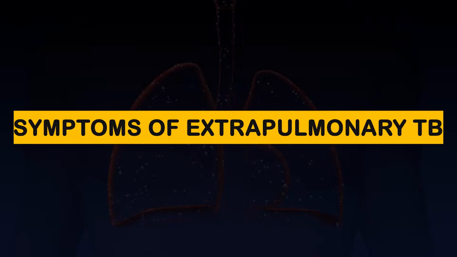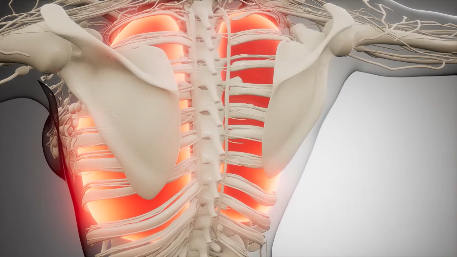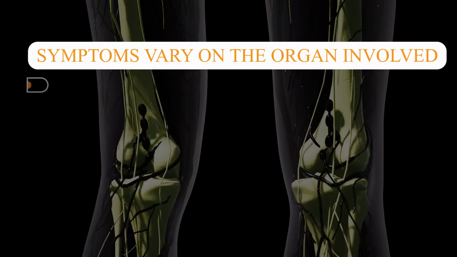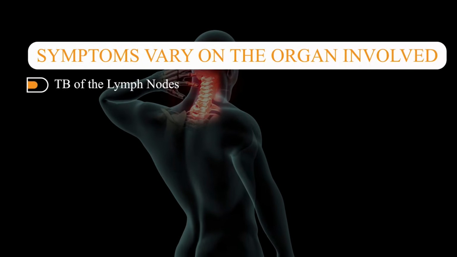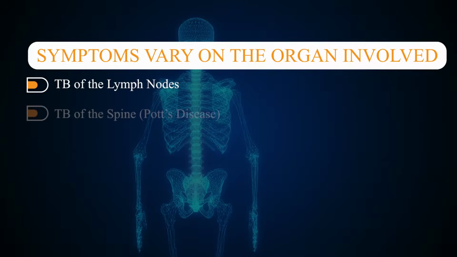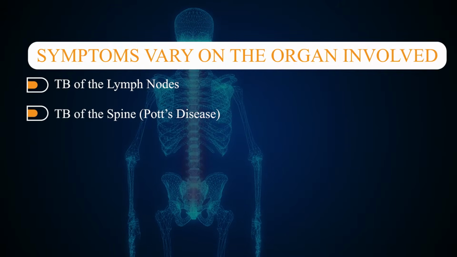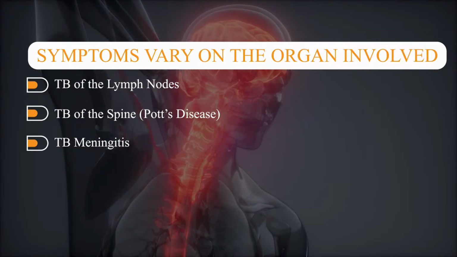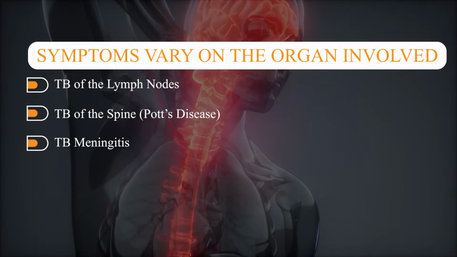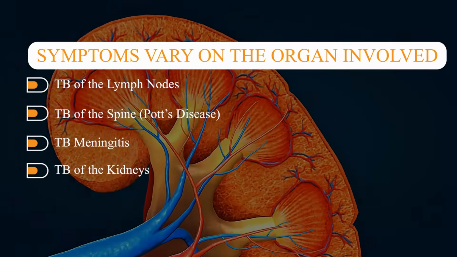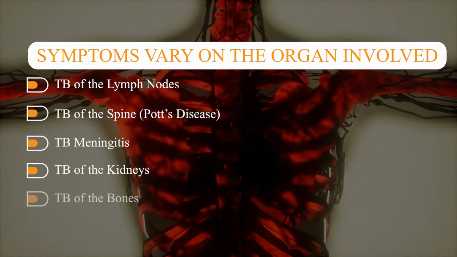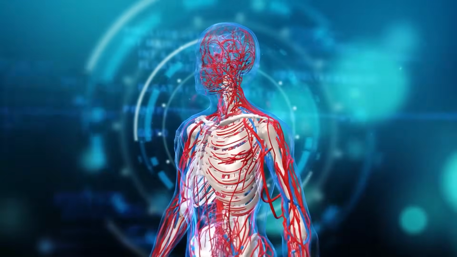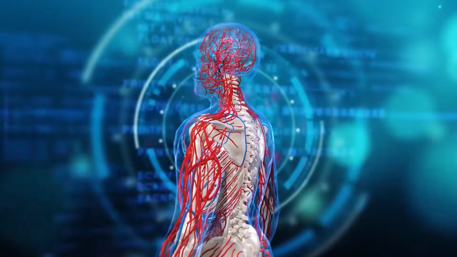Symptoms of extrapulmonary TB. When TB spreads outside the lungs, symptoms vary depending on the organ involved. TB of the lymph nodes: swollen, painless lumps, often in the neck. TB of the spine, Pott's disease: back pain, spinal deformity. TB meningitis: severe headache, neck stiffness, confusion. TB of the kidneys: blood in urine, flank pain. TB of the bones: joint pain and swelling. Extrapulmonary TB is more common in people with weakened immune systems.